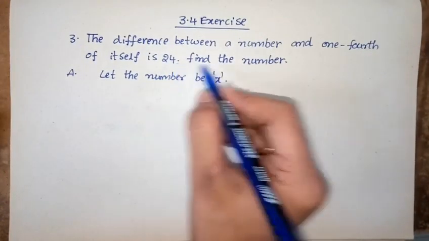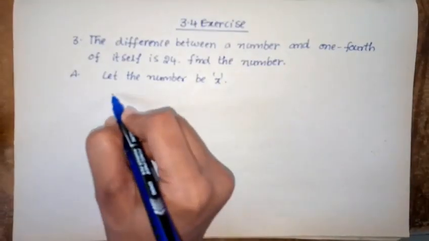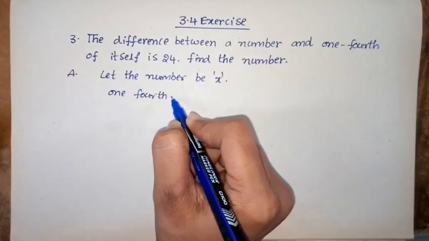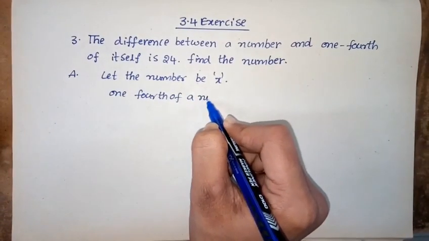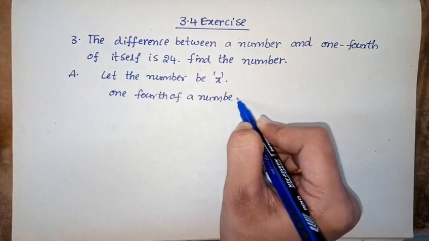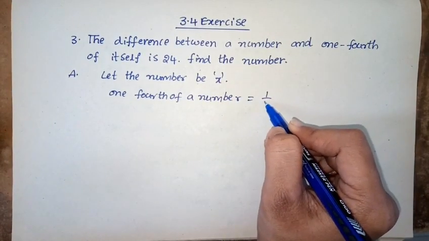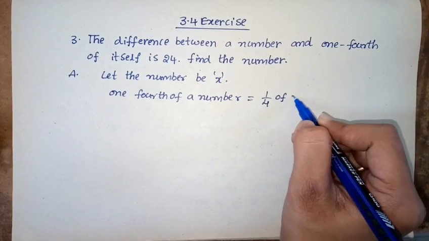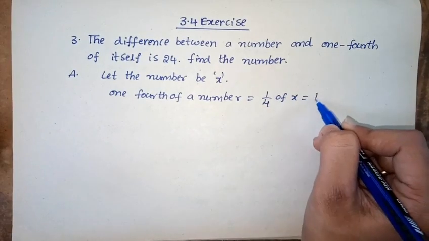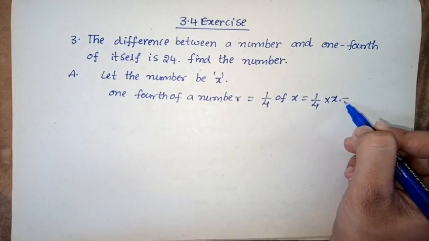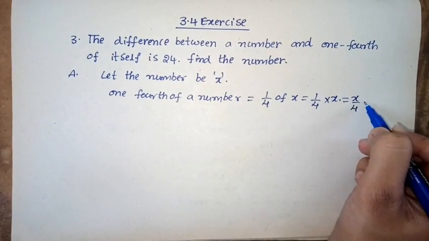First find 1/4 of a number. 1/4 of a number is equal to 1/4 of x. So that is equal to 1/4 into x. So that is equal to x by 4.